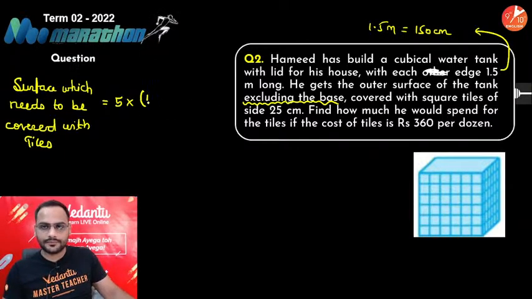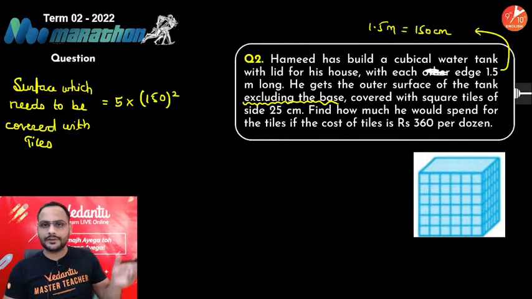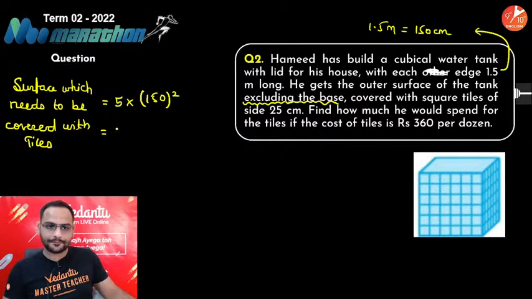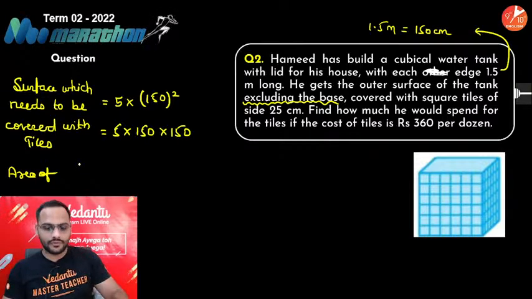So 5 into 150 whole square, this much centimeter square of the area needs to be covered. ठीक है? This much area needs to be covered. Now we know the area of one tile. What is the area of one tile? The area of one tile will be 25 into 25.